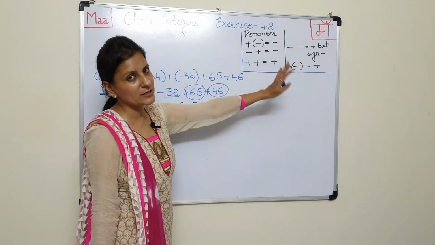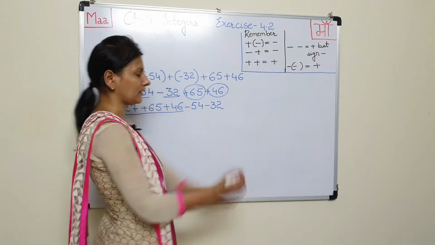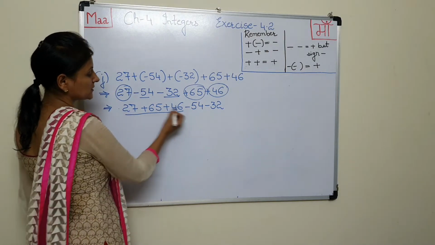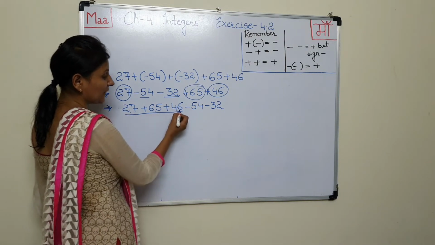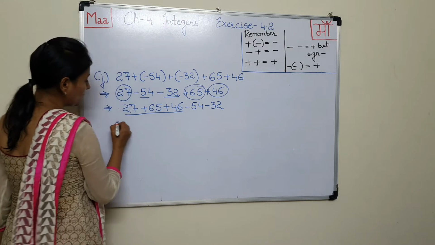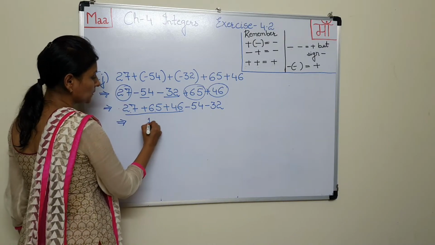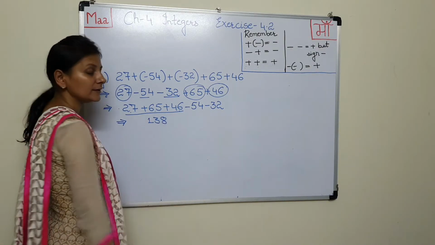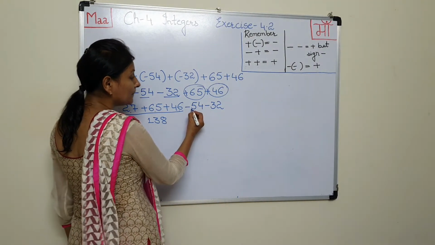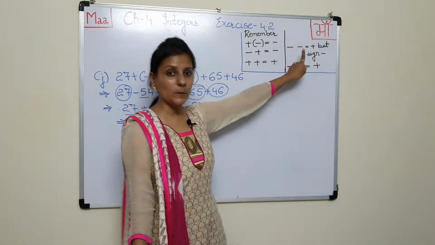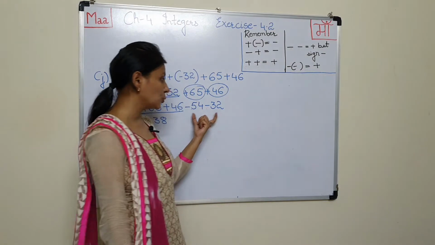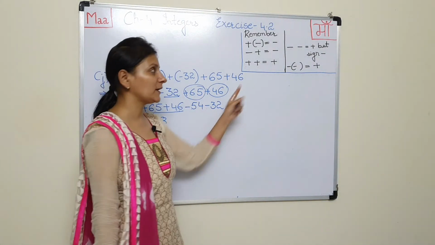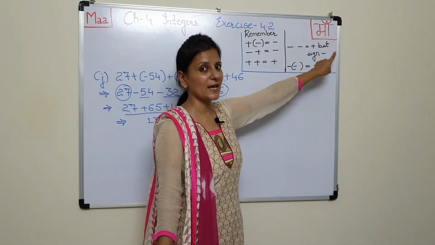कितने भी positive integers हो आपको उनको add ही करना है. So here we are having three positive integers, 27, 65 and 46. So when you will add these three integers, you will get the result as 138. And minus minus, the last second rule will apply here with these two integers of negative sign. Minus minus plus but sign minus.